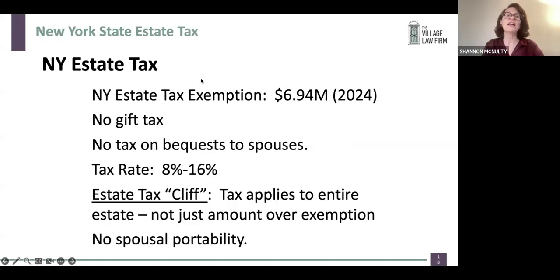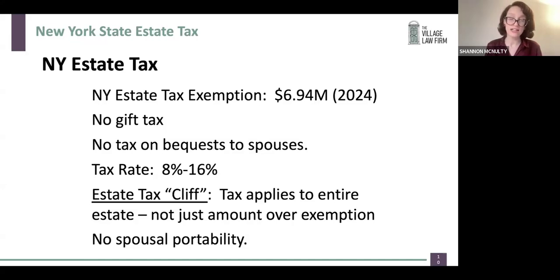New York's estate tax is a little different. Just like your income taxes, these are on top of one another, basically. So the New York estate tax is a separate tax. The estate tax exemption in New York is almost $7 million. That's also a reason why I'm using $7 million, because it's about what the New York state exemption is as well. In New York, it's a little bit different in terms of how it works.